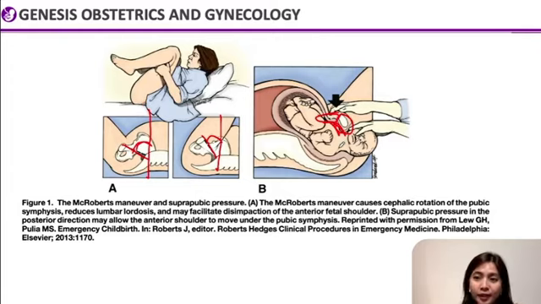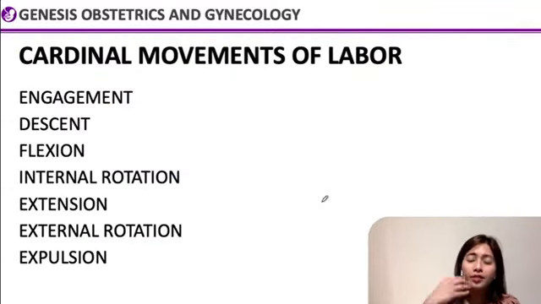Okay? So in a way, sinisigaw din siya ng resident. Pag ganoon, naiinip na talaga sila, gusto nilang mailabas ang mga anak. So inisip nila na yung McRoberts maneuver mas mapapadali yung fetal expulsion. Okay? But technically speaking, this is a maneuver reserved for shoulder dystocia. Malinaw? Alright, so now we move on to the actual step-by-step discussion of your cardinal movements of labor.